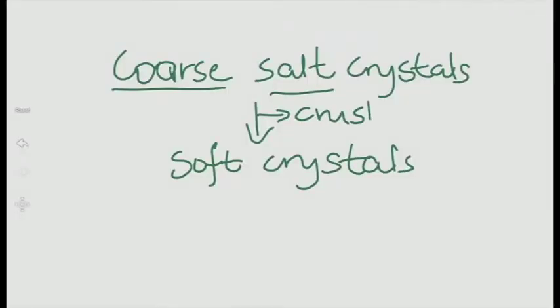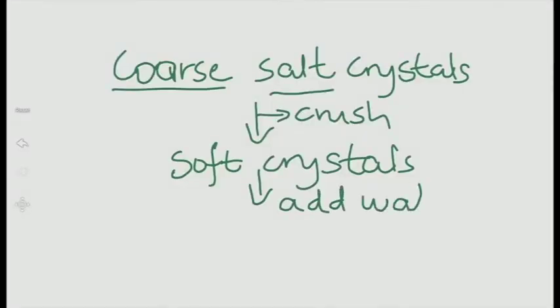But now, this change must be reversible. We can change it back to the coarse salt. How can we change it back? Remember, we have crushed it now. But we said a physical change is reversible, so we have to get the fine or soft salt crystals back into coarse salt crystals. How are we going to do that? We are going to add water to the soft crystals, make a salt solution, and stir until the salt dissolves.